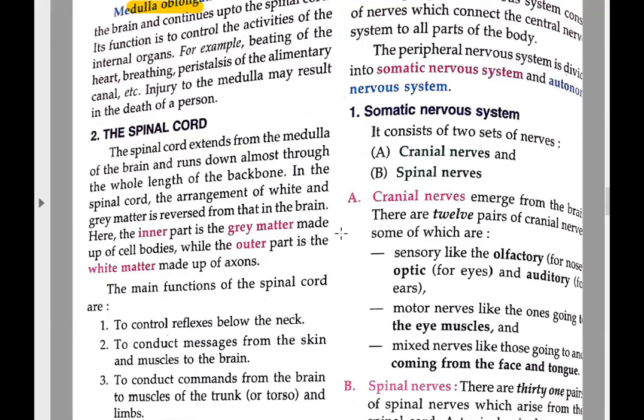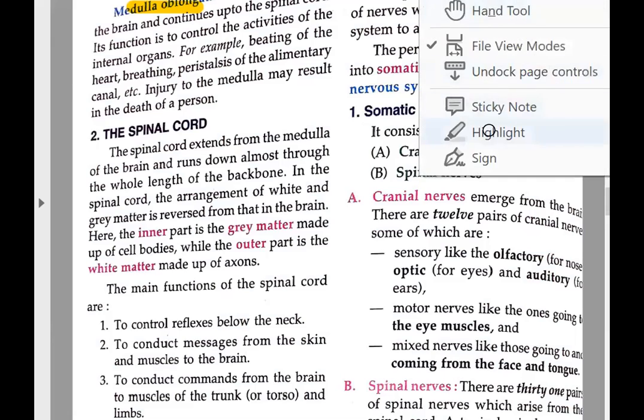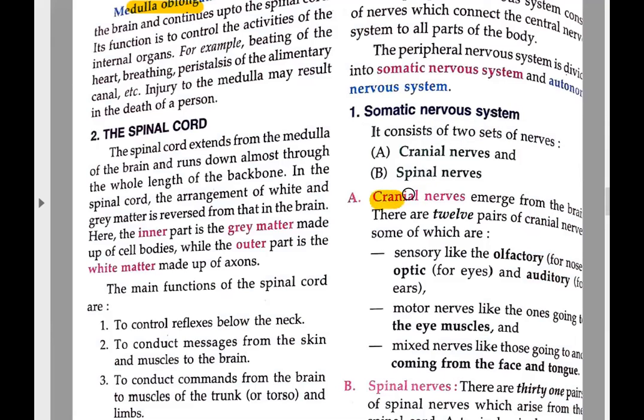Cranial nerves are what? When we are talking about cranial, that means brain. So it arises from the brain. How many cranial nerves are there? There are 12 pairs of cranial nerves.